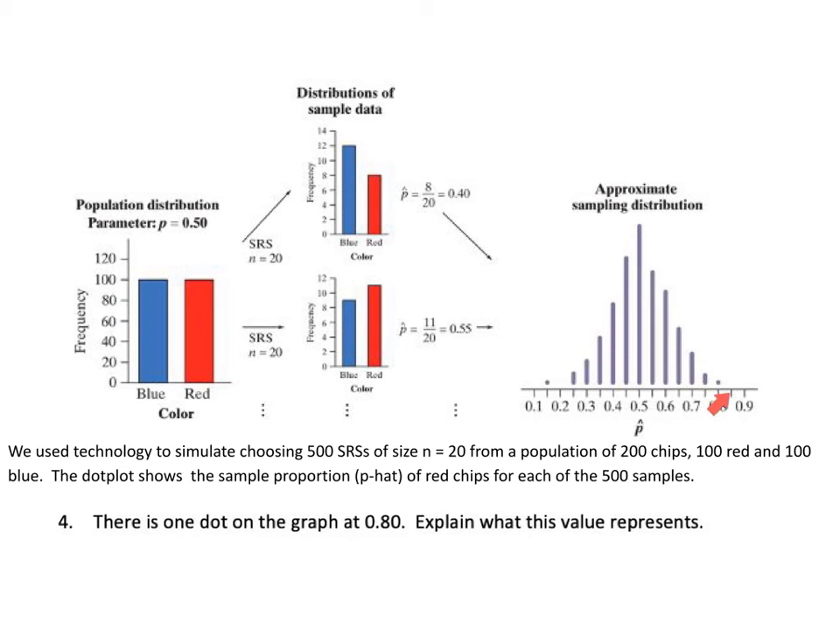Look what happens here. This is our sampling distribution, and this is actually 500 different SRSs of size 20 right here. And we've created this dot plot, so the dots have mushed together here because there are so many. Let's see if we understand what the sampling distribution is showing us. It says there is one dot on the graph at 0.8. So here it is, right here. Explain what this value represents.